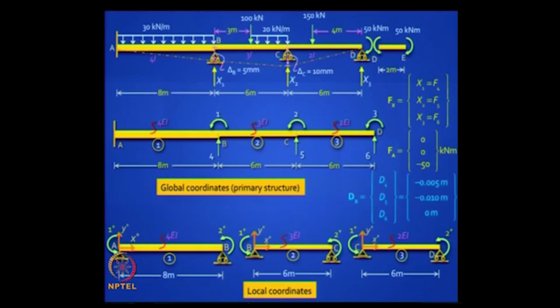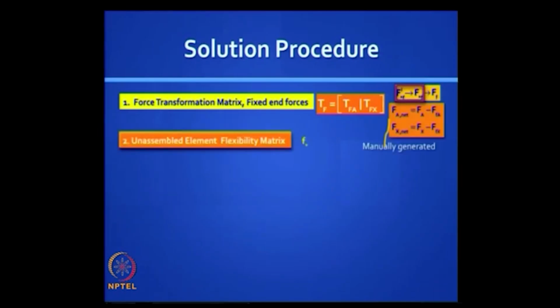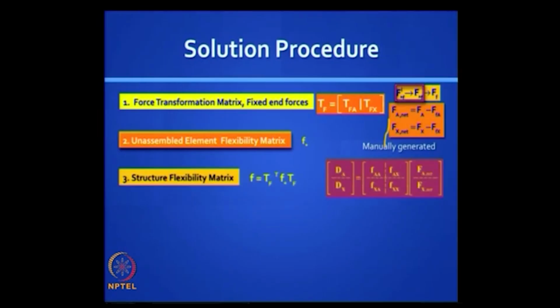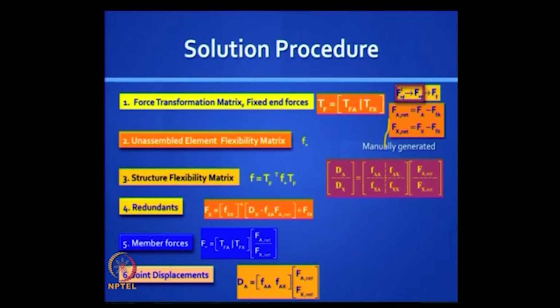Force transformation matrix, fixed end forces, you can do whichever you want first. So that is the first thing you need to do, either do this or this. Next, find out the flexibility matrix at the element level, find out the structure flexibility matrix, solve for the redundants, find the member forces, find the joint displacement, standard procedure.